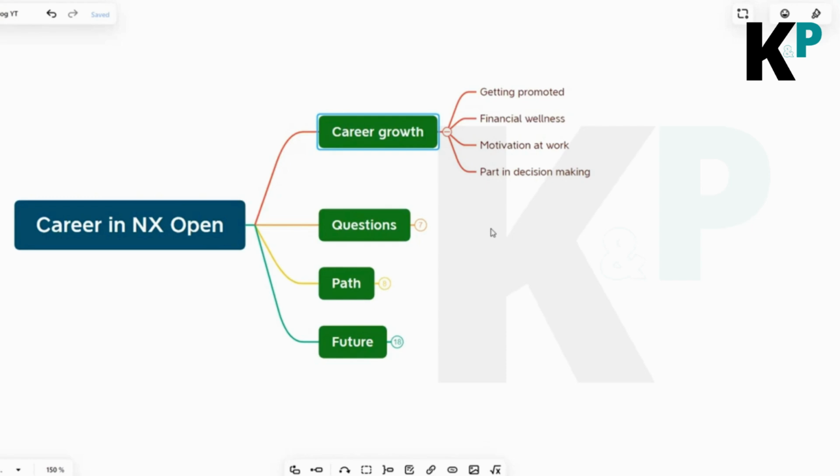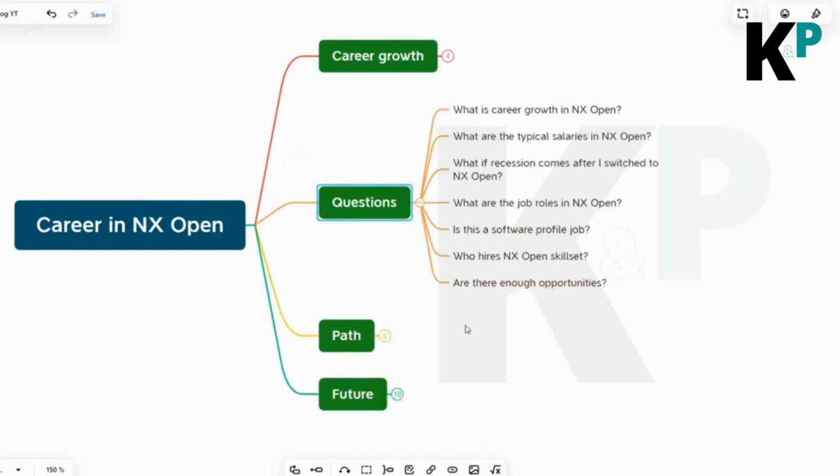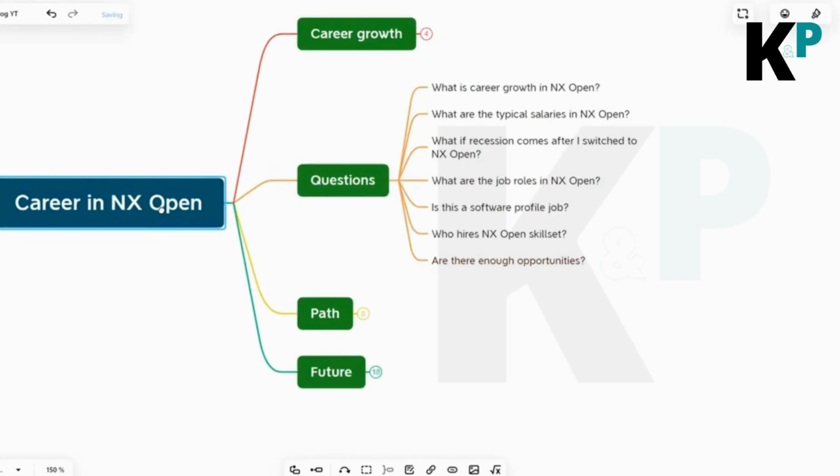So before I deep dive into career options, career growth in NXOpen, let's see what are all the questions that I am going to answer. These are the questions that I have come across. What is career growth in NXOpen? A very bottom line question. What are the typical salaries? Again, the important one. What if recession comes after I switch to NXOpen? Very good question.